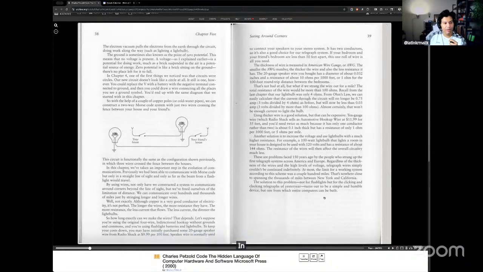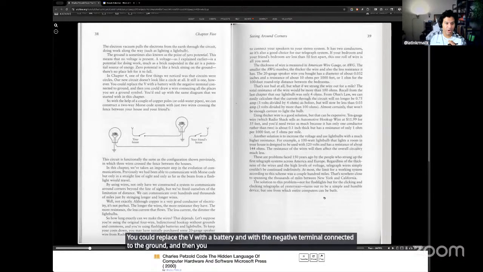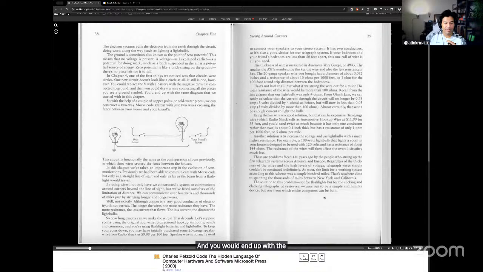In chapter 4, one of the first things we noticed was that circuits were circles. Our new circuit does not look like a circle at all. It is still one, however. You could replace the V with a battery, with the negative terminal connected to the ground, and then you can draw a wire connecting all the places you see the ground symbol, and you would end up with the same diagram that we started in this chapter.